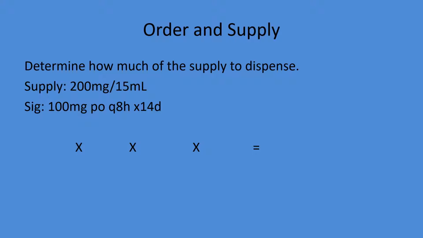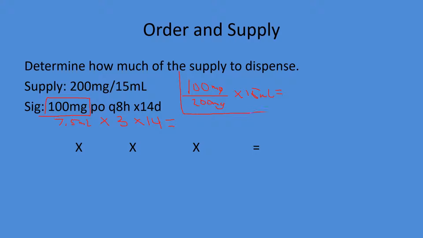All right, let's see. How many mLs per dose? Order is 100. Supply comes 200 per 15. So you need 7.5 mLs. Q8H, how many times a day? Every 8 hours. 3 times a day. And you're going to do it for 14 days.